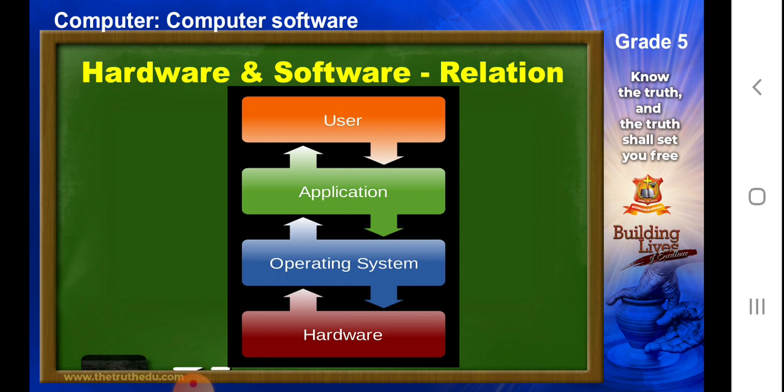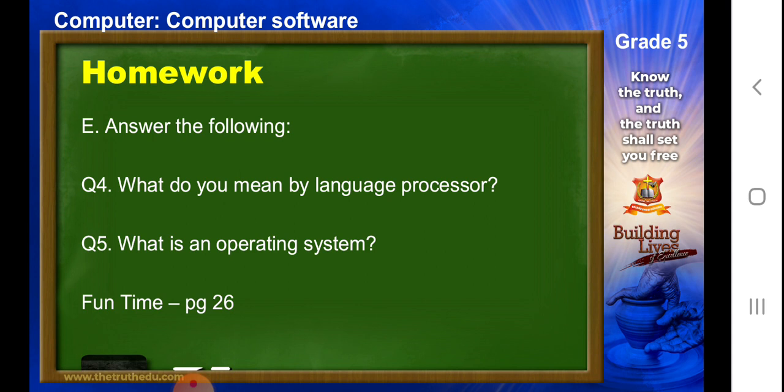So students, this brings us to the end of the chapter, and in the back exercise we have completed A, B, C, D, and in E we have completed questions 1, 2 and 3. Today for homework we will do question number 4 and question number 5 in our computer notebook, which are: what do you mean by language processor, and what is an operating system. Write these two questions and try to answer them in 2 points. Below that, on page number 26 there is a fun time which you can complete in the book itself.